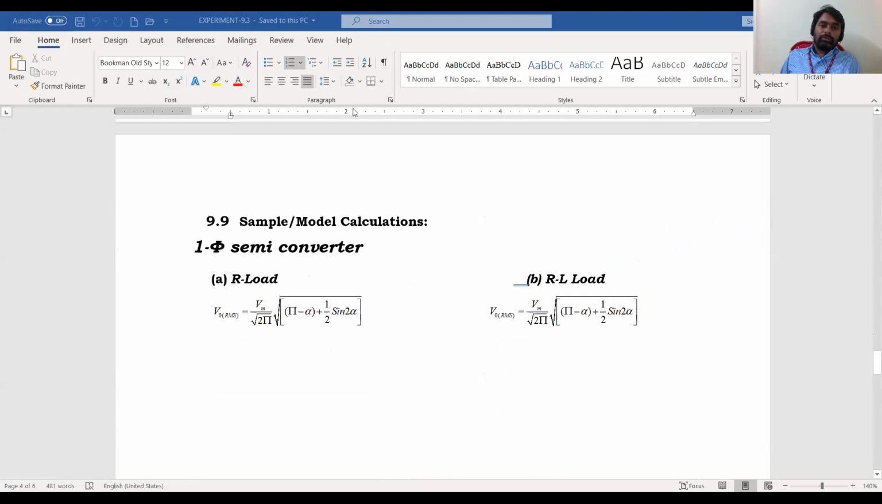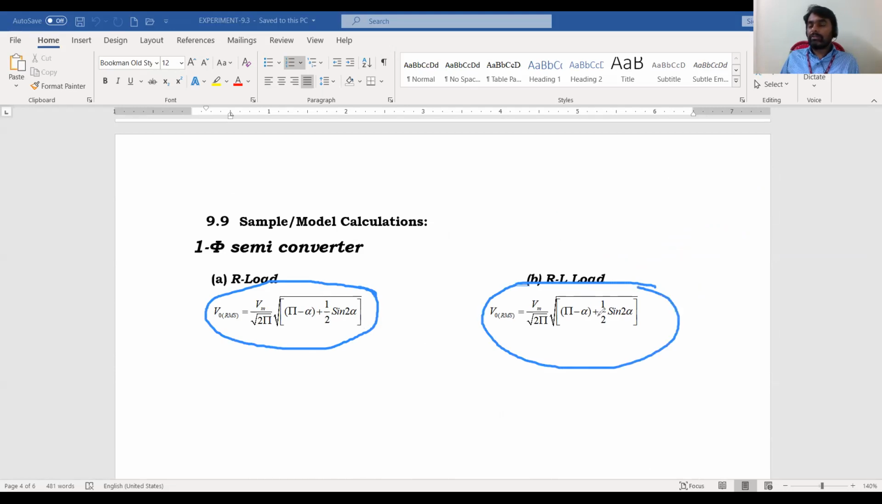Now, if you want to see the output voltage expression, this is the output voltage expression in case of R load, and this is the output voltage expression in case of RL load. You may have one more doubt here. Both the expressions are the same. Absolutely, both the equations are the same.